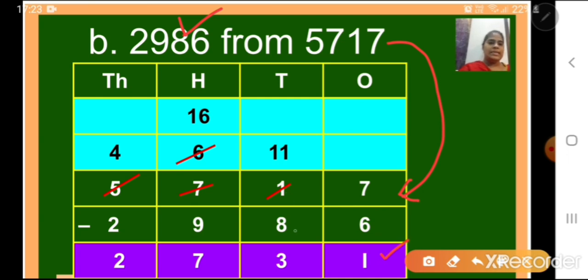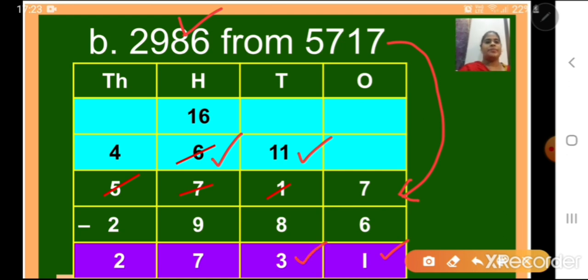Then 1 minus 8 is not possible. 1 will borrow from 7, which is in hundreds place. 7 will become 6 and 1 will become 11. Okay. You know how this 11 came? Because we got 100. 100 is equal to 10 tens. Right? 10 tens plus 1 ten is equal to 11 tens. Okay? So here we are writing 11. 11 minus 8 is equal to 3.